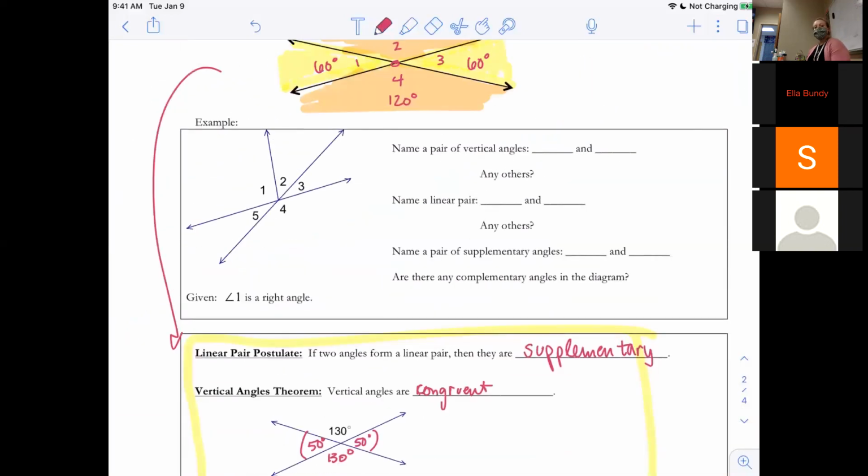Let's go back to this example I skipped and let's work through this one. What is going on here? It says name a pair of vertical angles. We've got to figure that out.